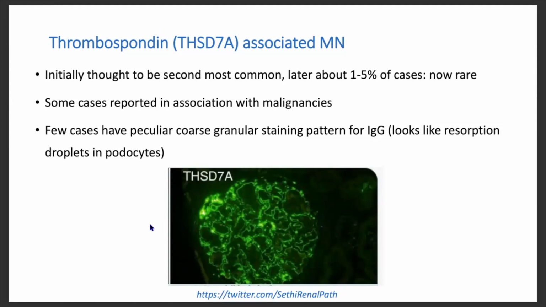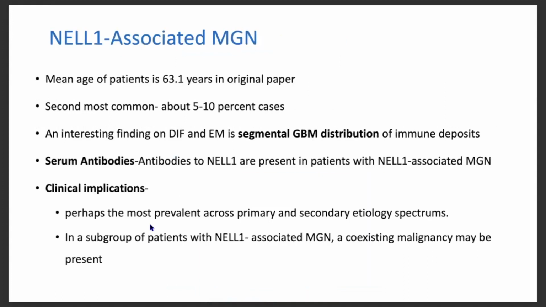I've taken this from Twitter, from Dr. City. We do see this in our practice also once in a while. Instead of that fine granular staining of IgG along the GBMs, sometimes you get this lumpy kind of staining. So a few of these thrombospondin positive cases, for unknown reasons, show this peculiar pattern of IF staining, which is important for pathologists to keep in mind.